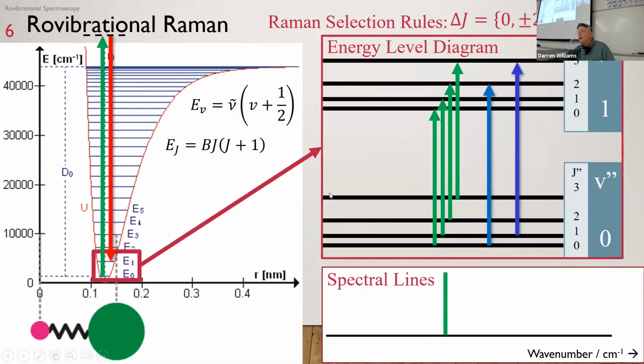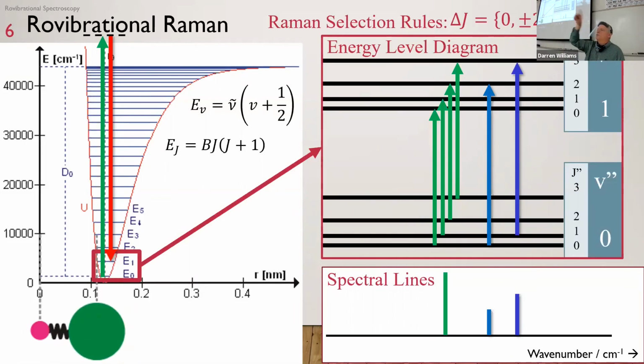Okay, all right, so then those spectral lines would show up here and here. So I don't have enough to show the Boltzmann distribution like we saw before, but they would show the same kind of Boltzmann distribution.